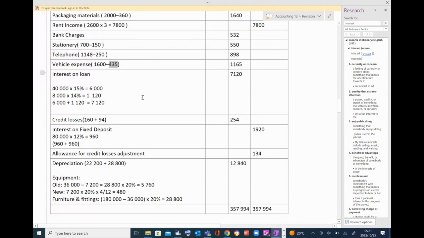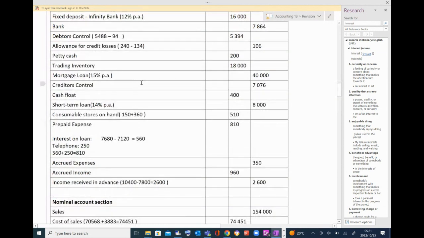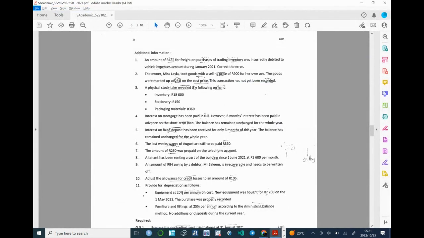So inventory, let's see. I think I forgot to add that to trading inventory. Okay, so anyway, let's go.